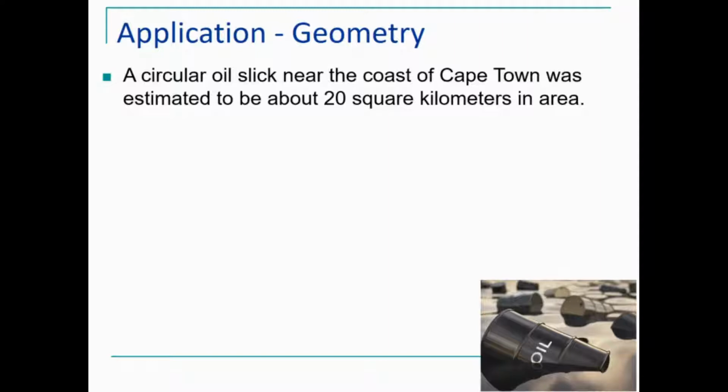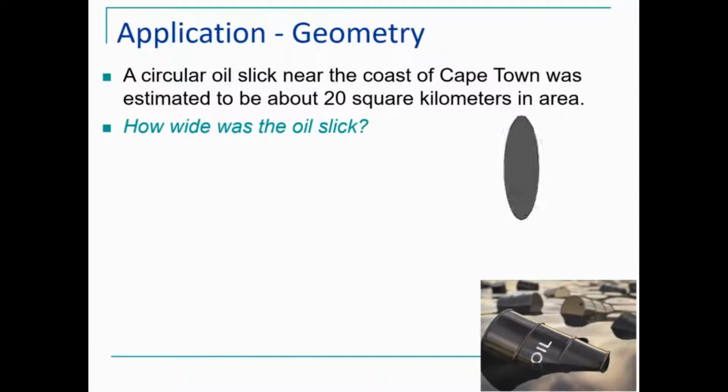In this video, we'll take a look at an application of a quadratic equation from the geometry world, and the problem states a circular oil slick near the coast of Cape Town was estimated to be about 20 square kilometers in area. How wide is the oil slick?